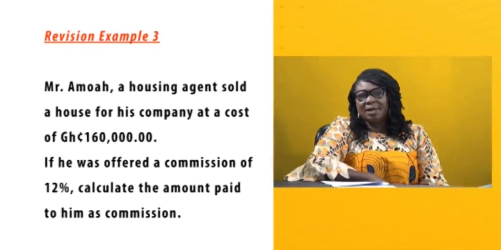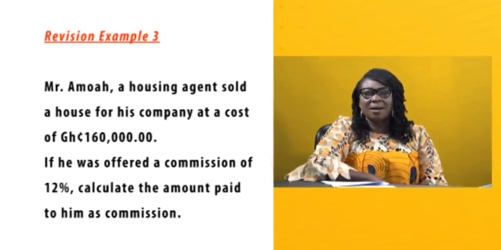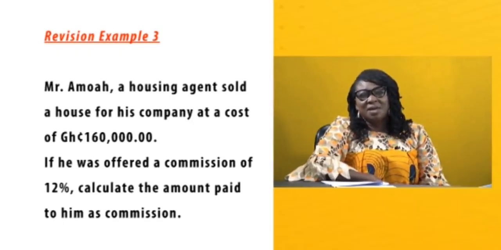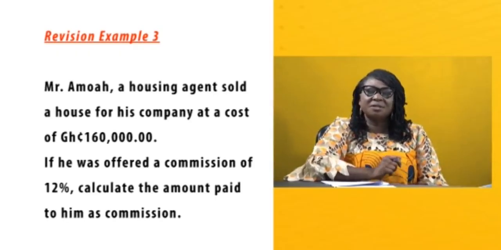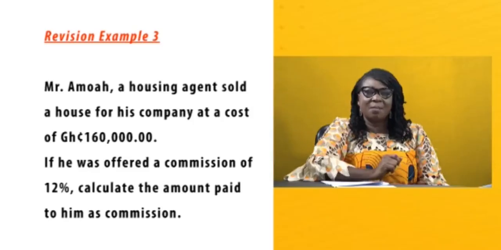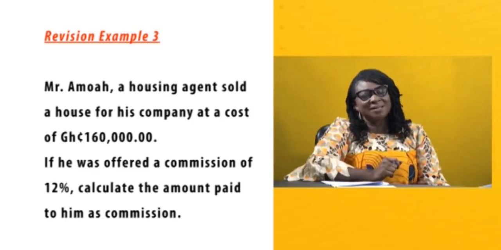Ms. Odami, let me come to you. Here is the question. Mr. Amwa, a housing agent, sold a house for his company at the cost of 160,000 Ghana cedis. If he was offered a commission of 12%, calculate the amount paid to him as commission.